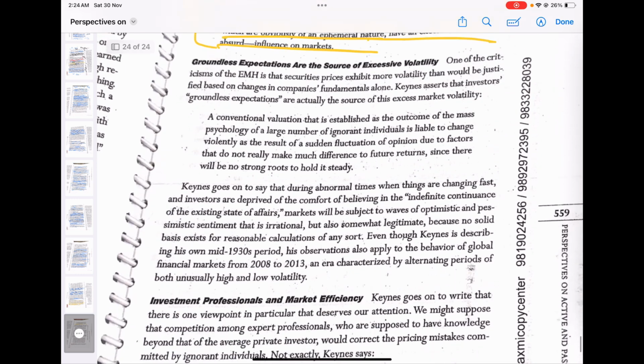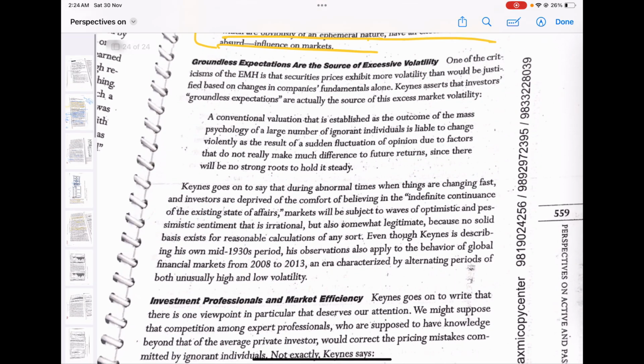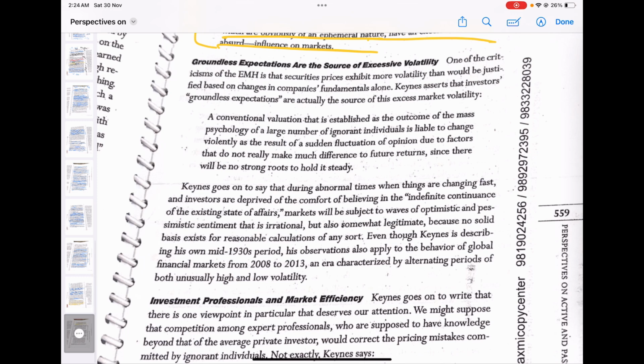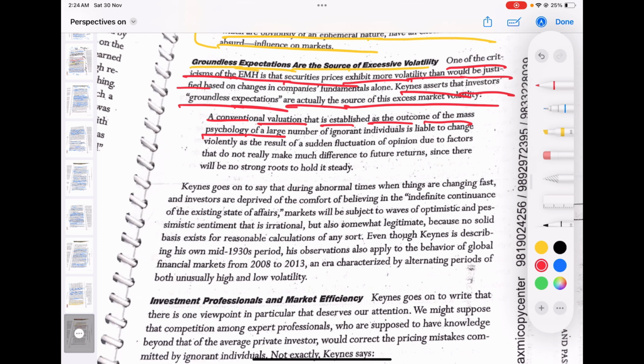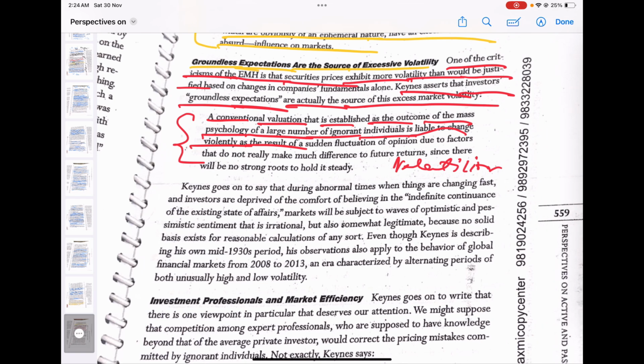Okay. So that's about Keynes, and you need to keep in mind that Keynes was not very happy with the efficient market hypothesis. Groundless expectations are the source of excessive volatility. One of the criticisms of the EMH is that securities prices exhibit more volatility than can be justified. Keynes asserts that investors' groundless expectations are actually the reason. A conventional valuation that is established as the outcome of the mass psychology of a large number of ignorant individuals is liable to change. So volatility also happens because people have very crazy expectations and then they are proved wrong.